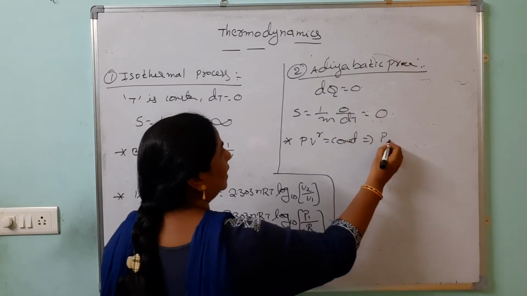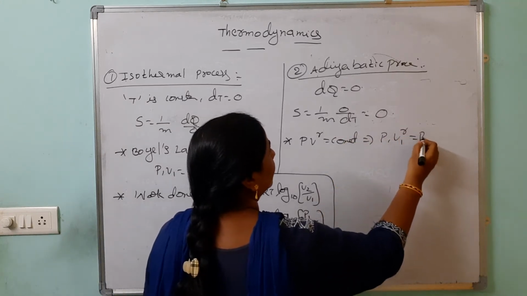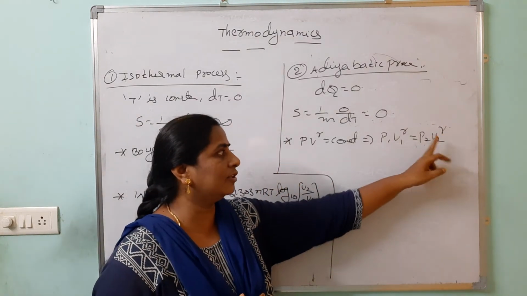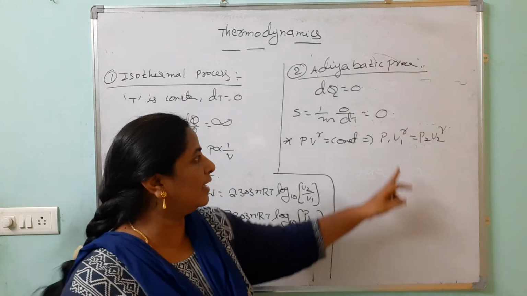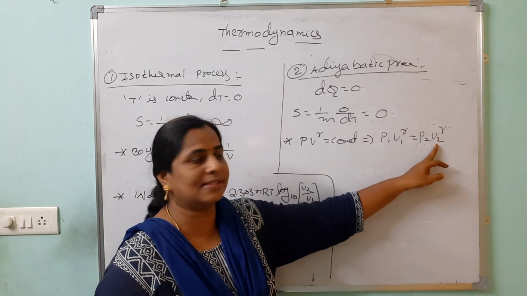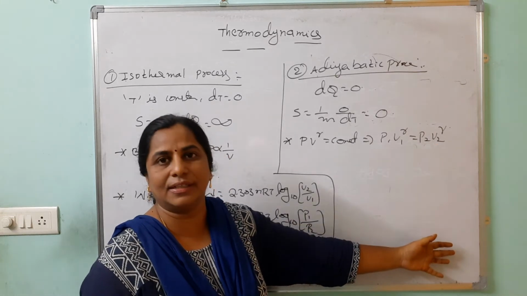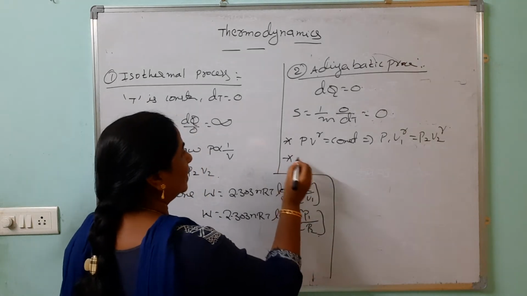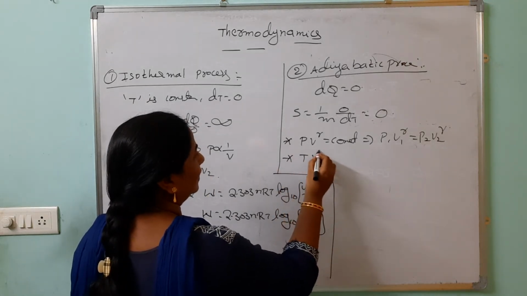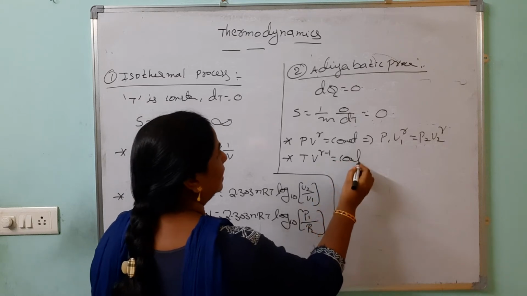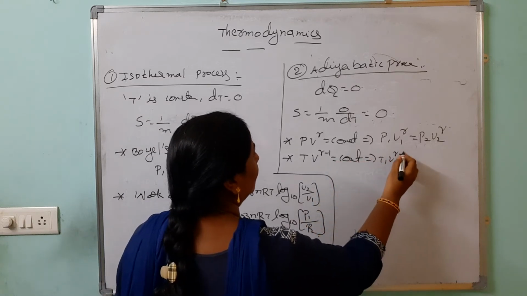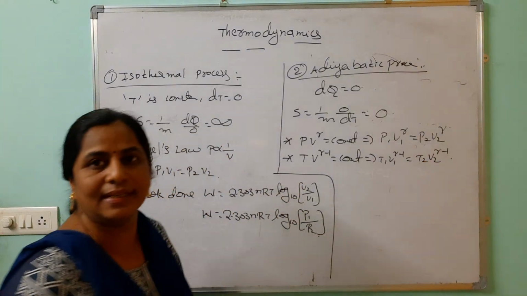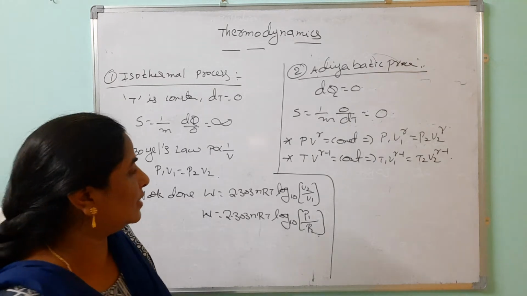It should be P1 V1 power gamma equals P2 V2 power gamma. When you know the P1 and P2, we can find out V1 and V2. Suppose one is a monoatomic gas and the other is a diatomic gas. We know those gamma values, we have to remember them, especially for these problems. Like that, you should know the temperature and volume relation: TV power gamma minus 1 equals constant. It should be T1 V1 power gamma minus 1 equals T2 V2 power gamma minus 1. So this is the relation between absolute temperature and volume.